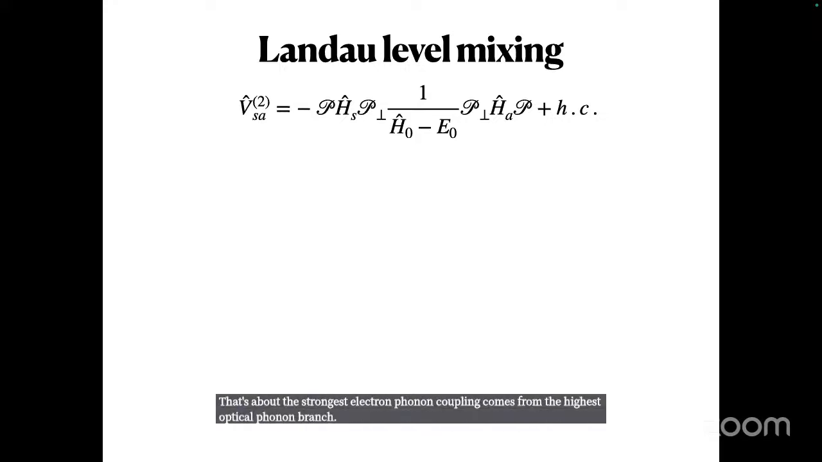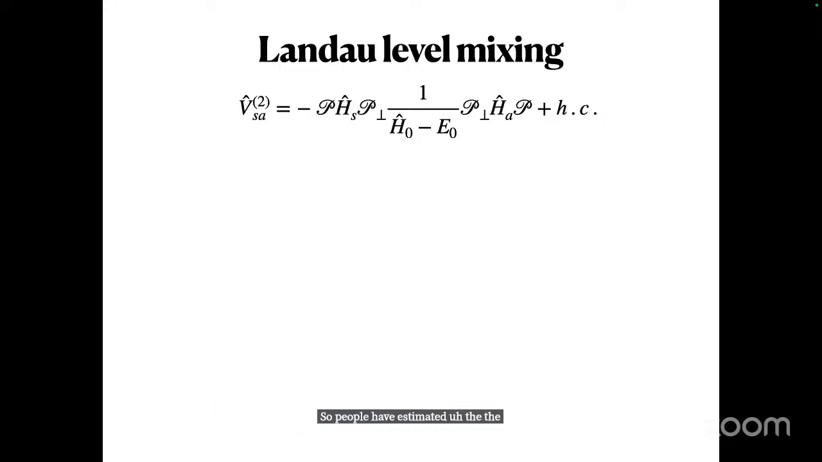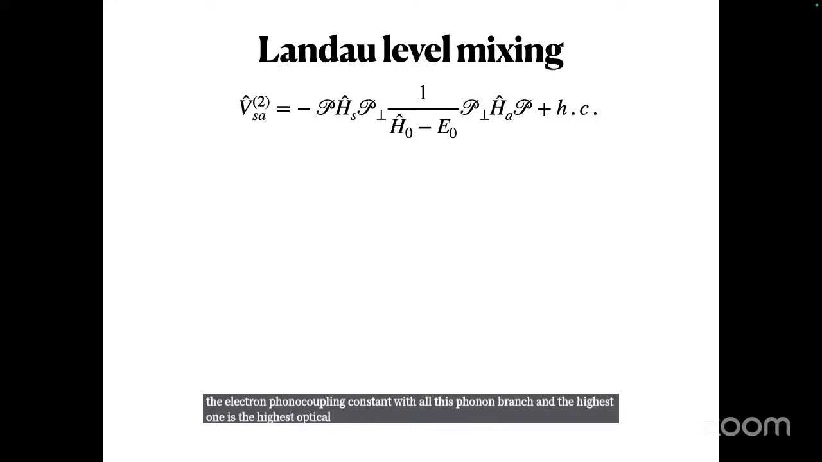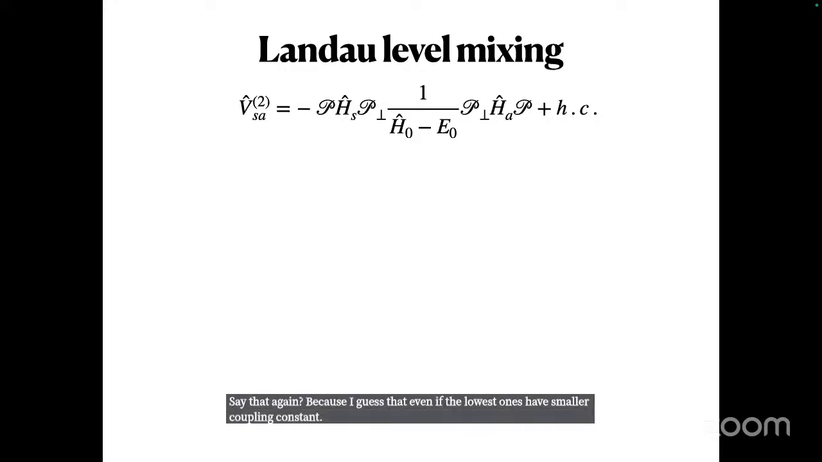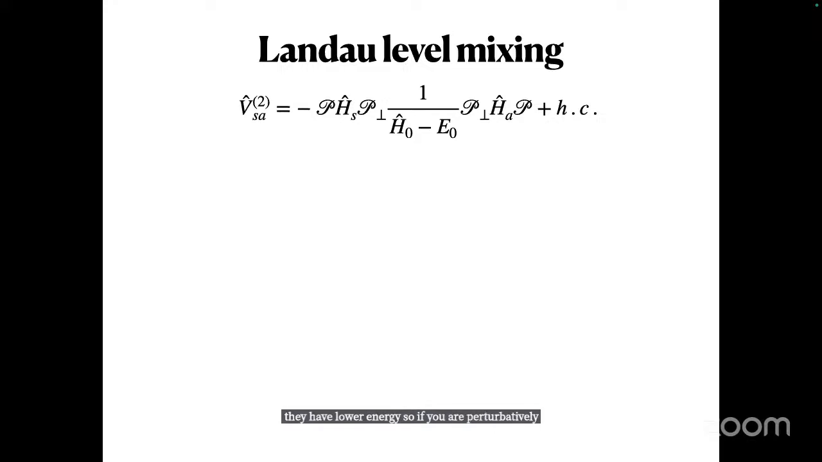So people have estimated the electron phonon coupling constant with all these phonon branches, and the highest one is with the highest optical phonon branch. So I only use that branch. So you use only that one, not the others. Yeah. And so the energy difference does not compensate for the change in the coupling. Say that again. Because I guess that even if the lowest ones have smaller coupling constant, they have lower energy. So if you think perturbatively, they should also contribute. Right? Yeah. So you are talking about the phonon gap, right?